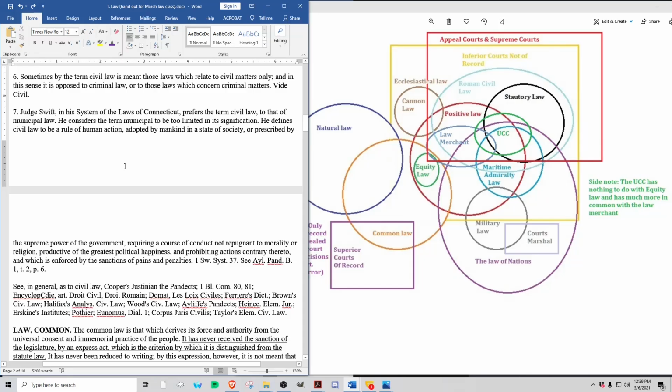Number 7, Judge Swift in his System of Laws of Connecticut prefers the term civil law to that of municipal law. But like I said, they're kind of connected, or they're basically the same thing. He considers the term municipal to be too limited in its significance, and he defines civil law to be a rule of human action adopted by mankind in a state of society, or prescribed by the supreme power of the government, requiring a course of conduct not repugnant to morality or religion, productive to the greatest political happiness, and prohibiting actions contrary thereto, and which is enforced by the sanctions of pains and penalties.